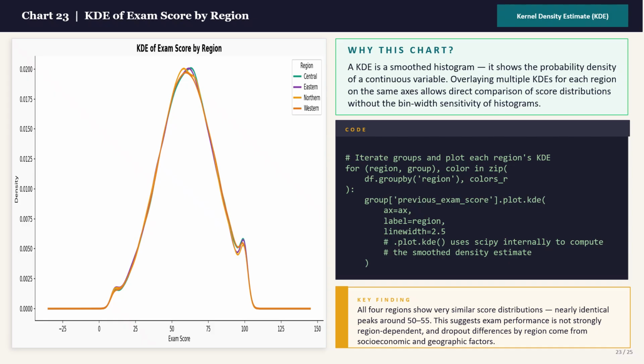And our key finding was that all four regions show very similar score distributions, with nearly identical peaks around 50 to 55. This suggests that exam performance is not strongly region dependent, and that dropout differences by region come from socioeconomic and geographic factors.